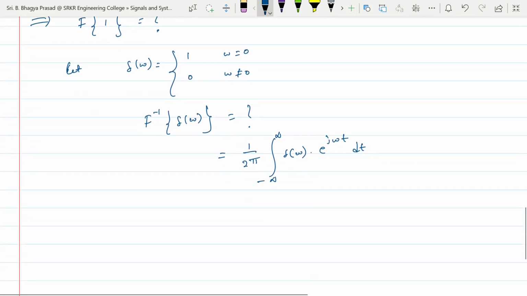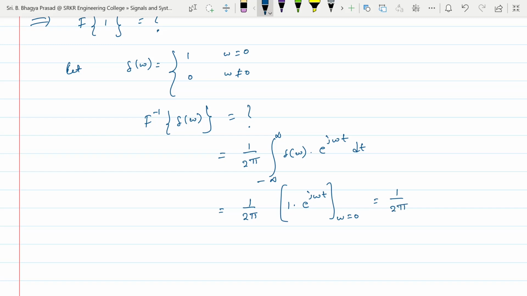So the expression will be 1 by 2 pi. You know that delta omega is 1 at omega equal to 0. So 1 times e power j omega t at omega equal to 0. So this will be 1 by 2 pi. So the inverse Fourier transform of delta of omega is 1 by 2 pi.